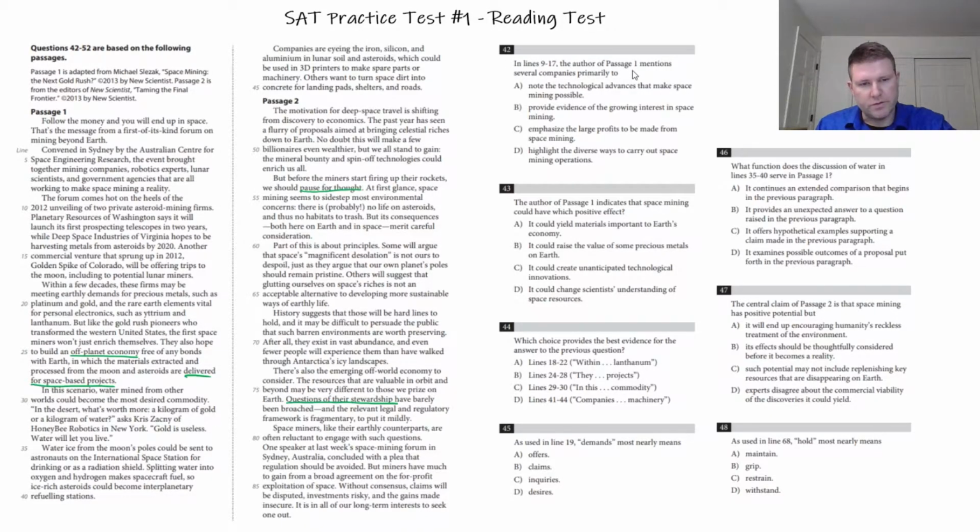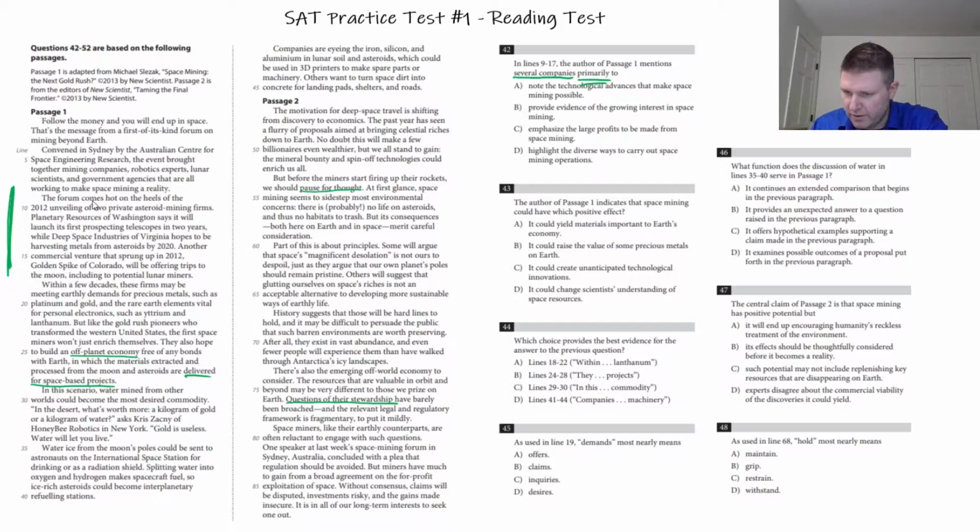So in line 42, the author of passage 1 mentions several companies primarily to, so that is in lines 9 through 17, so that's right here. And what I like to do for these, if it's a purpose-based question, is before even looking at the answers, just head over and read the paragraph.